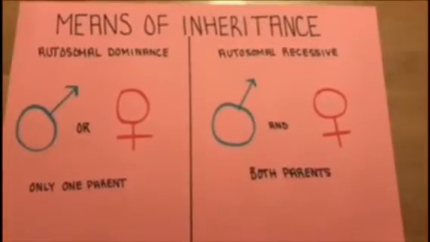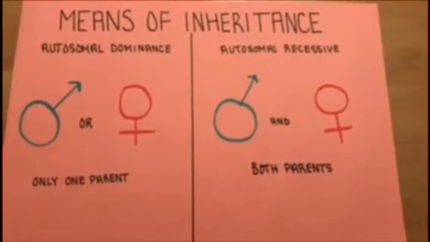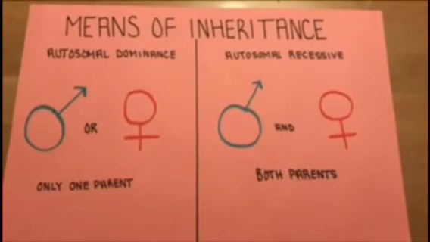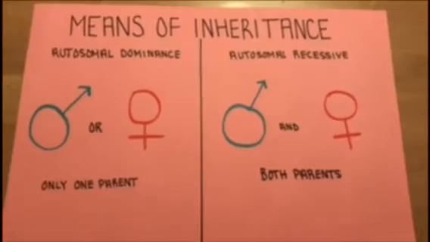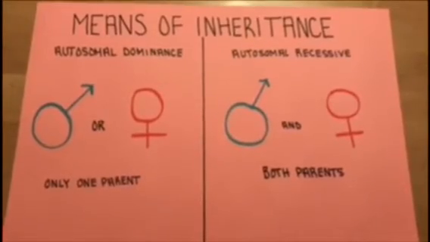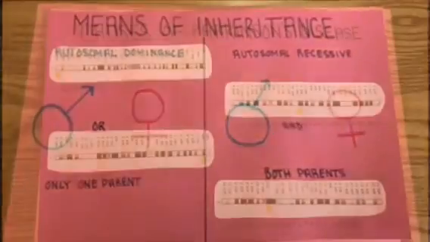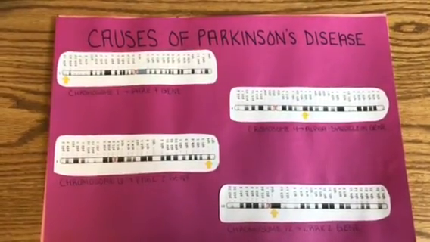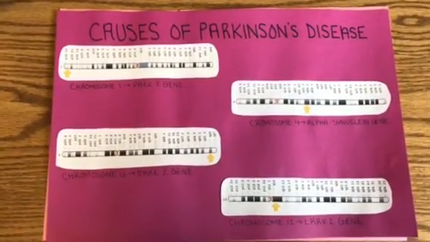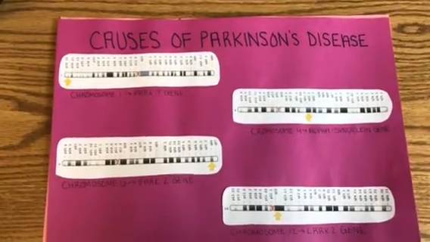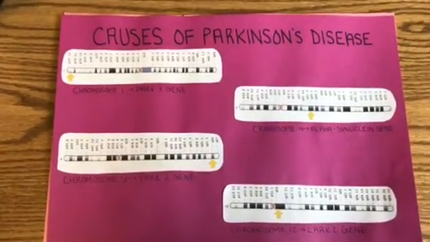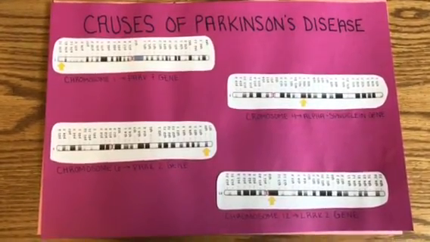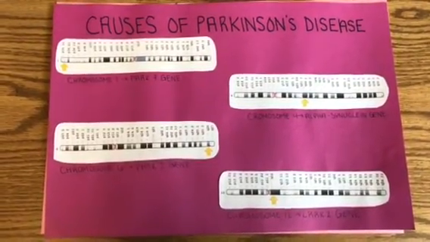Means of inheritance. There are two ways Parkinson's can be inherited: autosomal dominant, where only one parent needs to pass off the gene, and autosomal recessive, where both parents need to pass the gene. Causes of Parkinson's disease. Parkinson's has not typically been considered to be a genetic disease. The majority of cases are called idiopathic, which means that we don't know what caused the disease. Only about 10% of Parkinson's cases have been linked to a genetic cause.